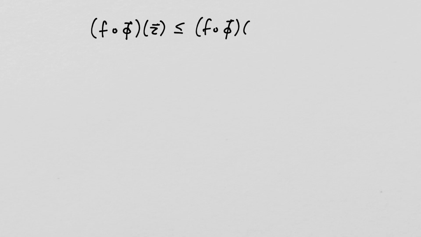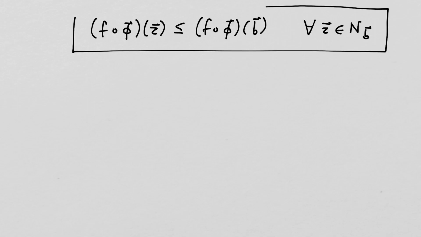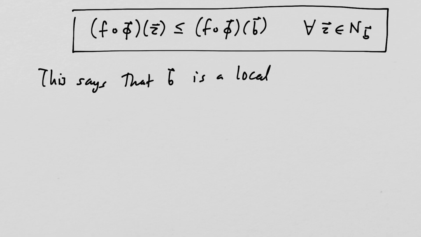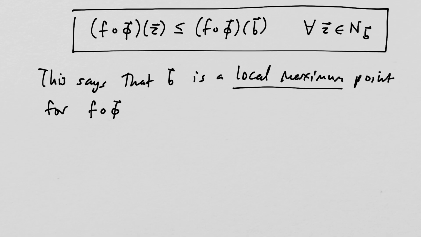And what this simply says is that f composed with phi at z is less than or equal to f composed with phi at b for all z in this neighborhood of b. What this says is that b is a local maximum point for the composition f composed with phi. It's a local maximum because there's an open neighborhood of it where it is the maximum in that open neighborhood.